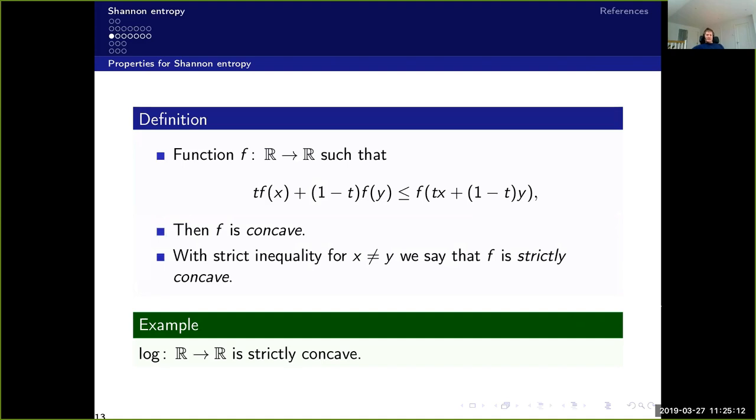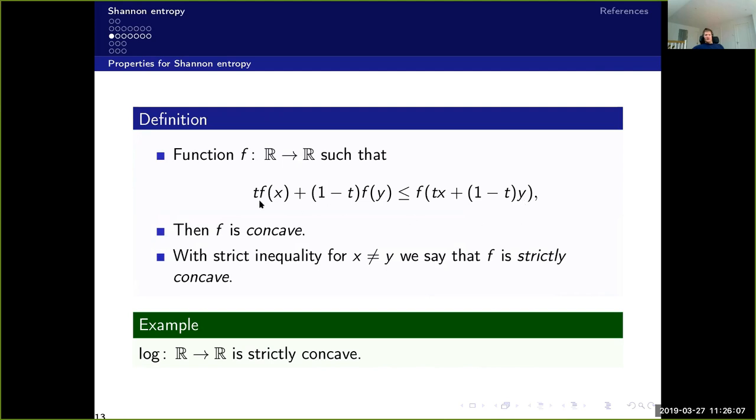Now, that's the basic concept of Shannon entropy. So let's look at some properties that we get. First we need a definition, and that's the definition of a concave function, because we'll use this later. Basically, a concave function is a function from the real numbers to the real numbers, and it has the property that if you have a number t, which is between 0 and 1, and you multiply t to f of x plus 1 minus t times f of y, then this is less than or equal to f of t multiplied by x plus 1 minus t multiplied by y.